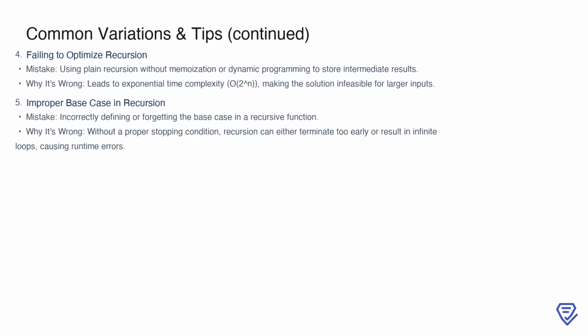Equally important is defining a proper base case for your recursive function. An improper or missing base case can cause recursion to terminate prematurely or, worse, result in infinite loops that crash your program. A well-defined base case is essential for ensuring your recursion behaves as intended and produces correct results. These optimization techniques not only improve the efficiency of your solution but also demonstrate a solid understanding of recursion and dynamic programming principles, which are highly valued in technical interviews.